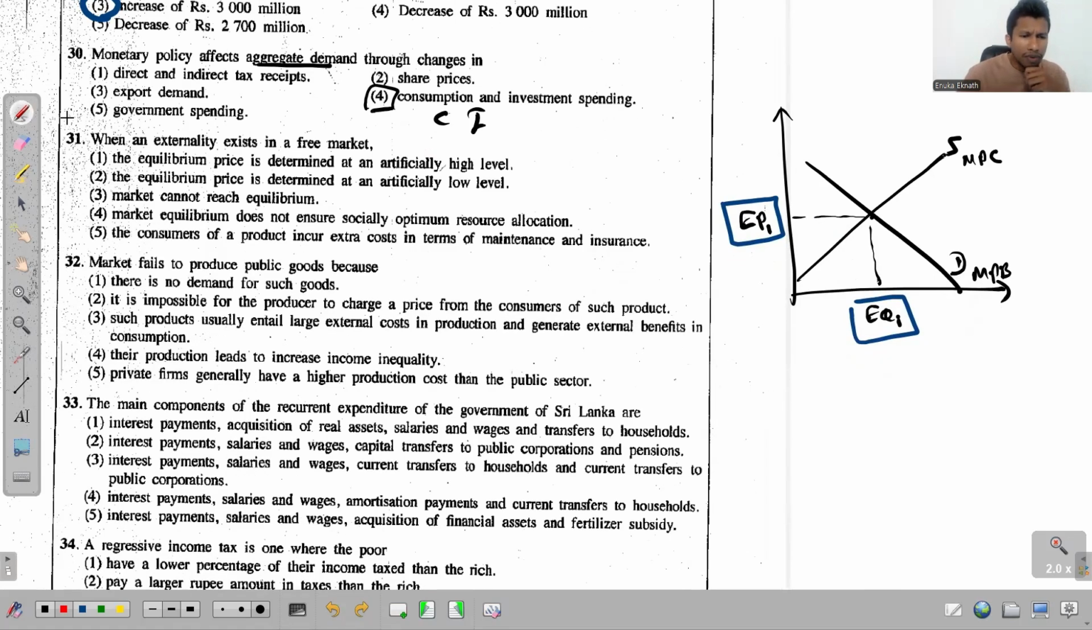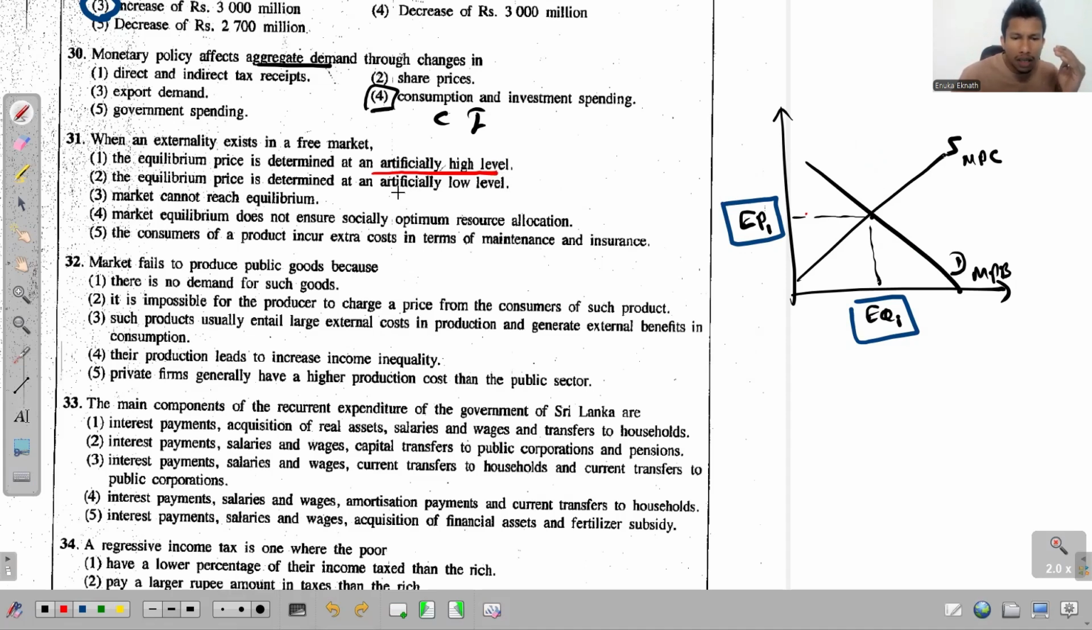So where do we find the answer? Okay, we'll read this question 31 again. When an externality exists in a free market, the first one says equilibrium price is determined at an artificially high level. Now what happened in my earlier example? The socially optimum price became a bit higher, and the socially optimum quantity became lower. The reason is that at that time I assumed that the socially optimum supply curve is on the left side and the socially optimum demand curve is also on the left side. It happened that way because I assumed that. So what has happened then?